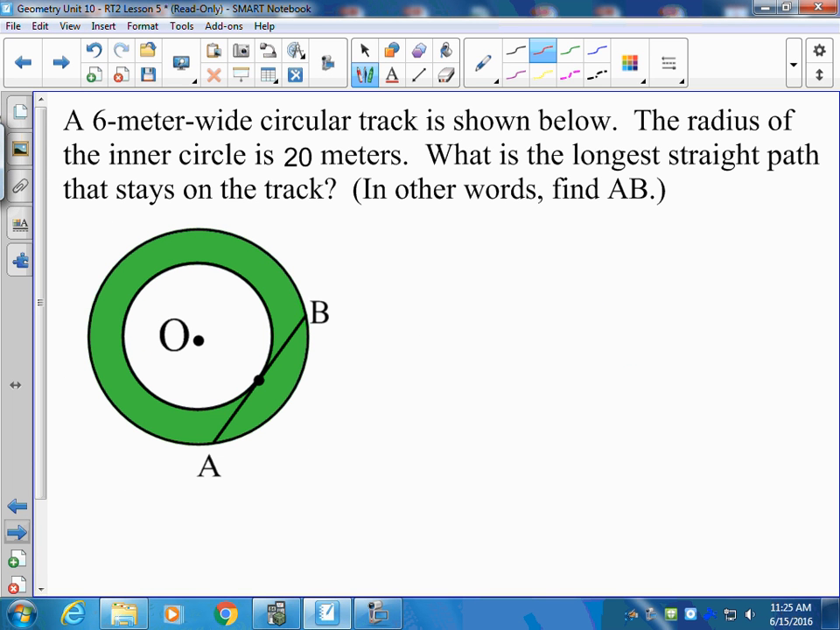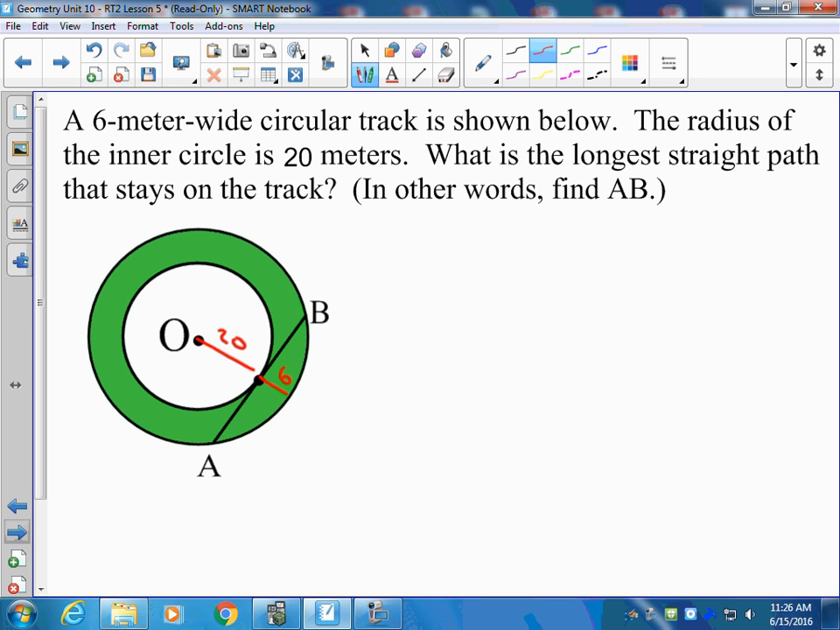Now, a couple other problems that we want to finish up with. A 6-meter wide circular track is shown below. Now, the width of the track is important. It gives us this distance here. The radius of the inner circle is 20 meters, so we have that value there. What is the longest straight path that you can stay on for the track?